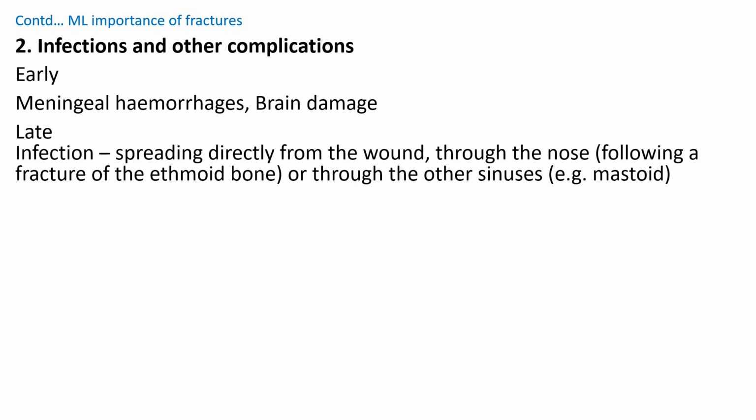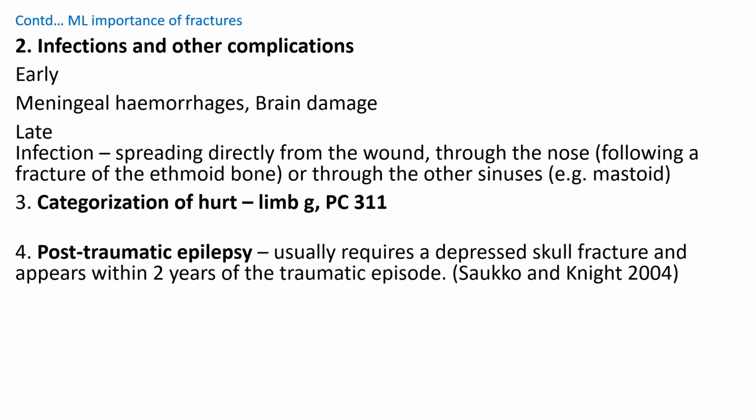Infections and other complications. As early complications, there may be meningeal hemorrhages, brain damages, and also there may be late complications such as infections, through sinuses, or maybe through the nose following fracture of the ethmoid bone, etc. And what do you think about categorization of hurt? If there is a fracture, according to section 320 of the Penal Code, clause G, it is categorized as grievous. Next one is post-traumatic epilepsy. Whenever there is a depressed skull fracture, there is a possibility of getting post-traumatic epilepsy, and it has to happen within 2 years of the traumatic episode. Next one is compensation. Due to delayed neurological damages, there may be lots of litigation issues in relation to compensation.